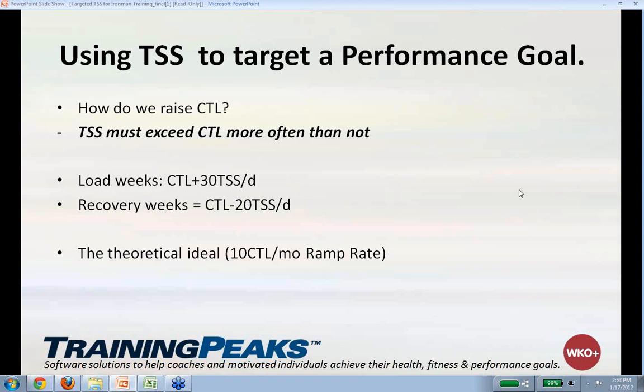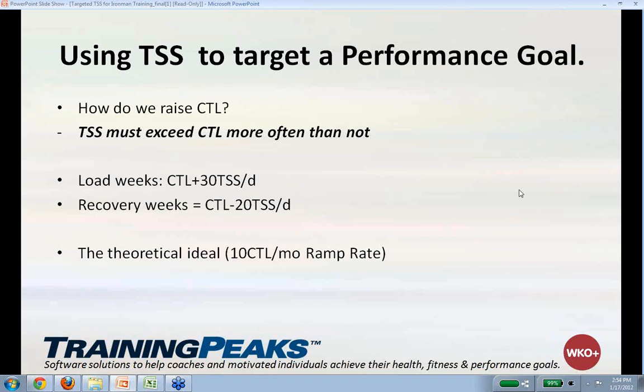And then the flip side of that is that the recovery weeks we want to be below your CTL because we want you to freshen up. We want you to shed some of that fatigue. So again, looking at round numbers, 20 TSS per day lower than your CTL is a good way to freshen up. And for people that are going to apply this, how often would you recommend they're unloading relative to loading? Yeah, every 3 to 4 weeks.